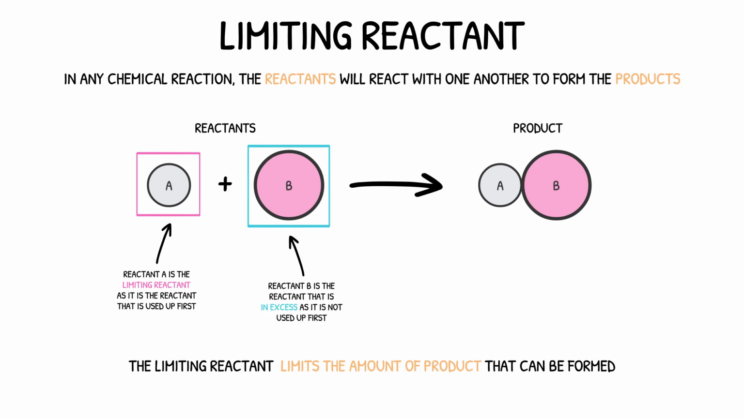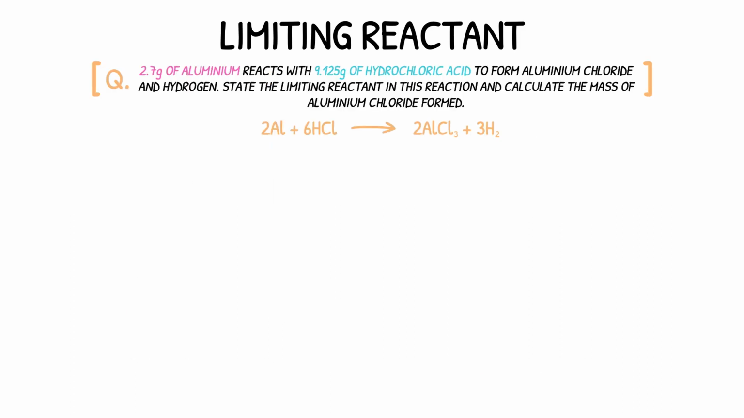first during the reaction. We can use calculations to identify the limiting reactant in a chemical reaction, and in turn, calculate the maximum amount of product that can be formed. For example, 2.7 grams of aluminium reacts with 9.125 grams of hydrochloric acid to form aluminium chloride and hydrogen. State the limiting reactant in this reaction, and calculate the mass of aluminium chloride formed.